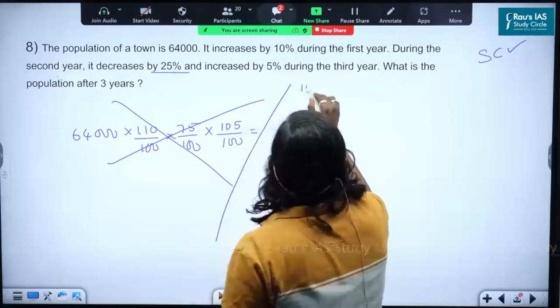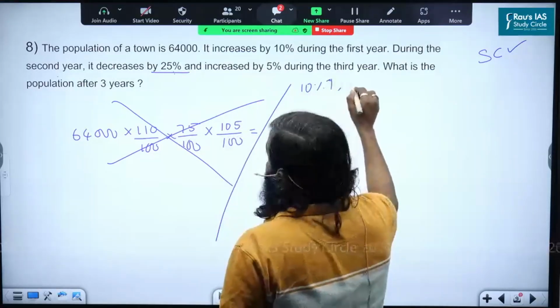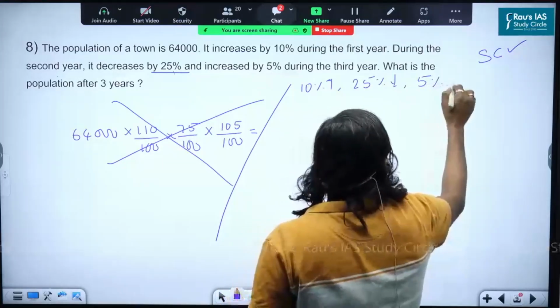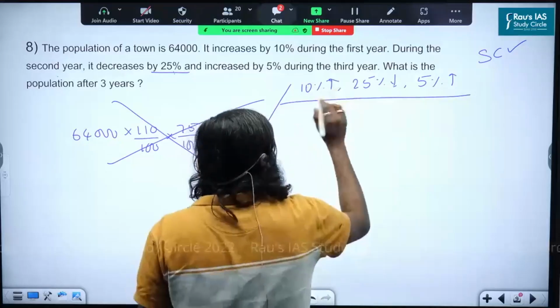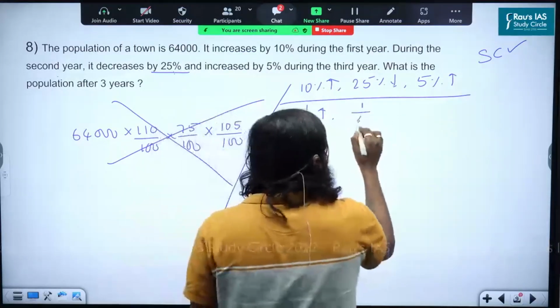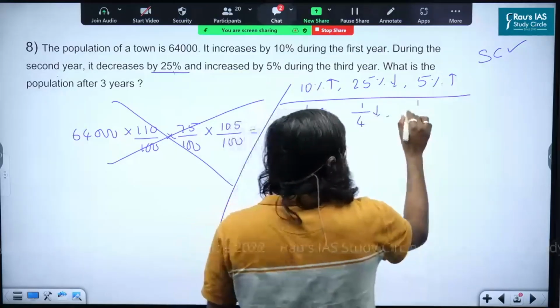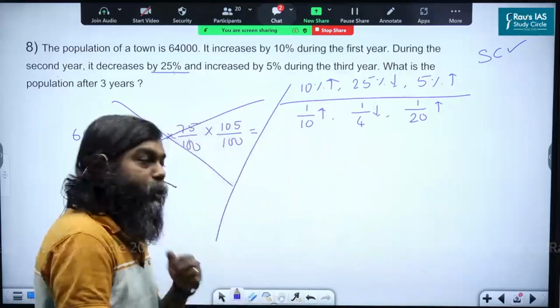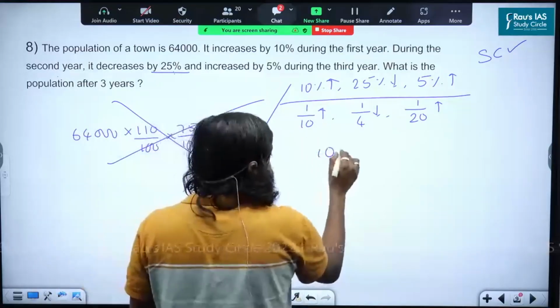So first 10% increasing, 25% decreasing, then 5% increasing. How can you write 10% as a fraction? 1 by 10. 25% means 1 by 4. 5% means 5 by 100, 1 by 20.